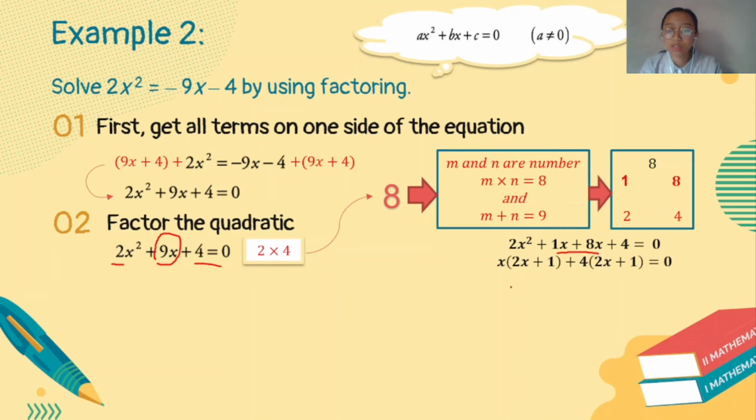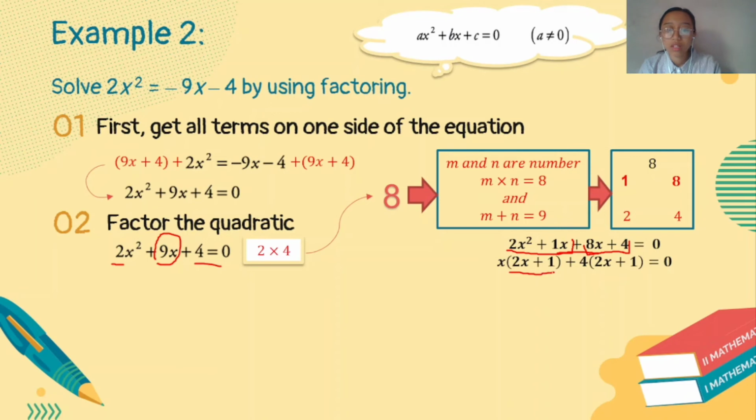And then we factor by grouping. For the first two terms, we take out the greatest common factor, which is x. So 2x squared divided by x equals 2x and 1x divided by x is 1. For the last two terms, we take out the greatest common factor, which is 4. So 8x divided by 4 equals 2x and 4 divided by 4 is 1.